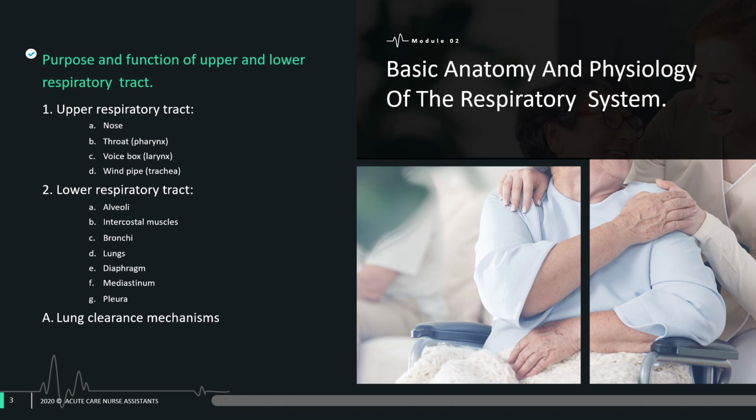Upper Respiratory Tract: the nose, the throat or the pharynx, voice box, larynx, windpipe, trachea. Lower Respiratory Tract: alveoli, intercostal muscles, bronchi, lungs, diaphragm, mediastinum, and pleura. Lung clearance mechanisms.